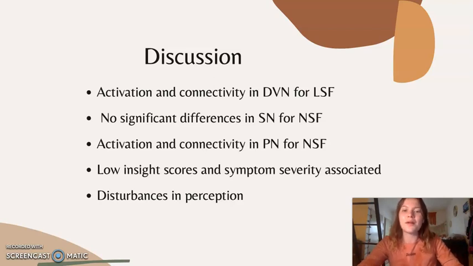The hypothesis about low insight scores and symptom severity associated with abnormal dorsal visual network activity and connectivity was supported by the results. They also used this research and past research to support the idea that abnormal neural functioning in visual systems can cause disturbances in perception in both disorders.